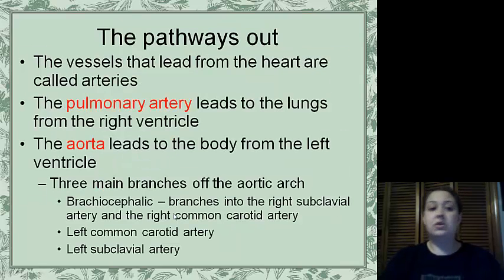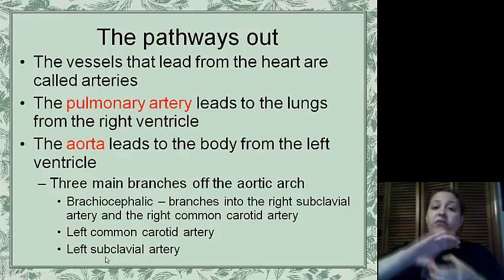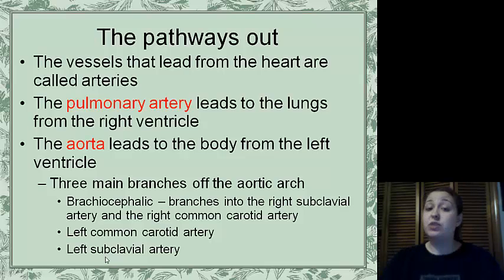The pathways out. We have the pulmonary artery, which leads to our lungs from our right ventricle, and our aorta, that leads to the rest of our body from our left ventricle. Now, off of the aorta, we have three aortic branches off of the aortic arch. We have our brachiocephalic branch, our left carotid artery, and our subclavian artery. And again, off of our main aorta, we have these three branches that take blood to primary parts of our body.